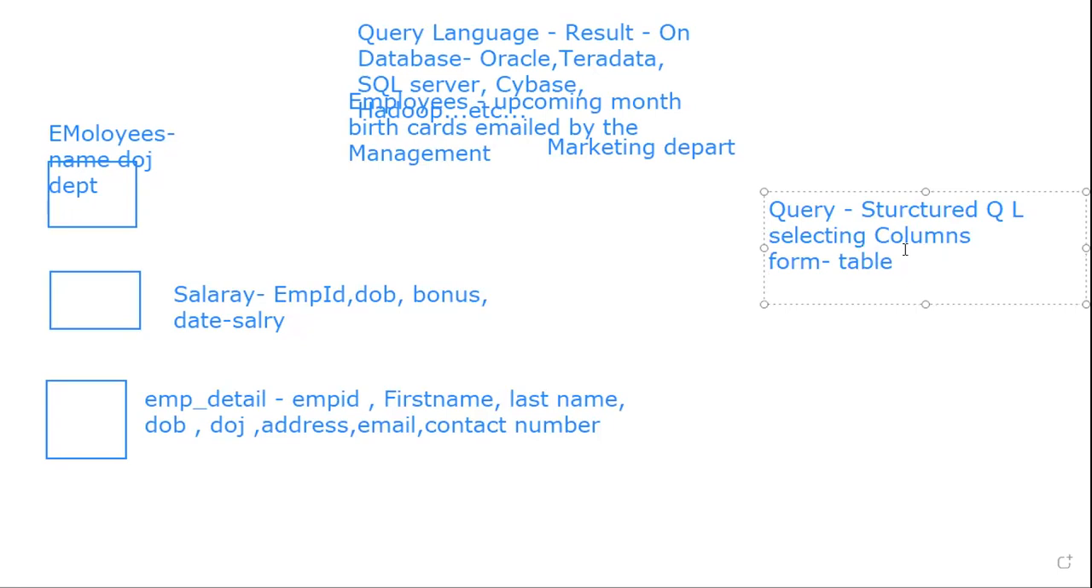Then in case you want to subset your data, you write the subsetting criteria. In case you need to group your data, you write the group by criteria. In case you need to order your data, you write the order by criteria. Okay, so these are the sequence of the query. Hence, this sequence has to be followed, and hence it is termed structured query language.